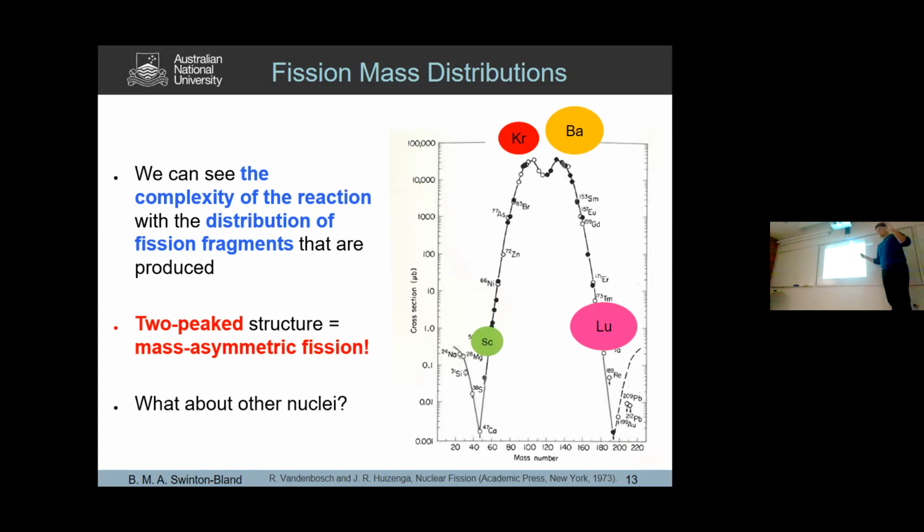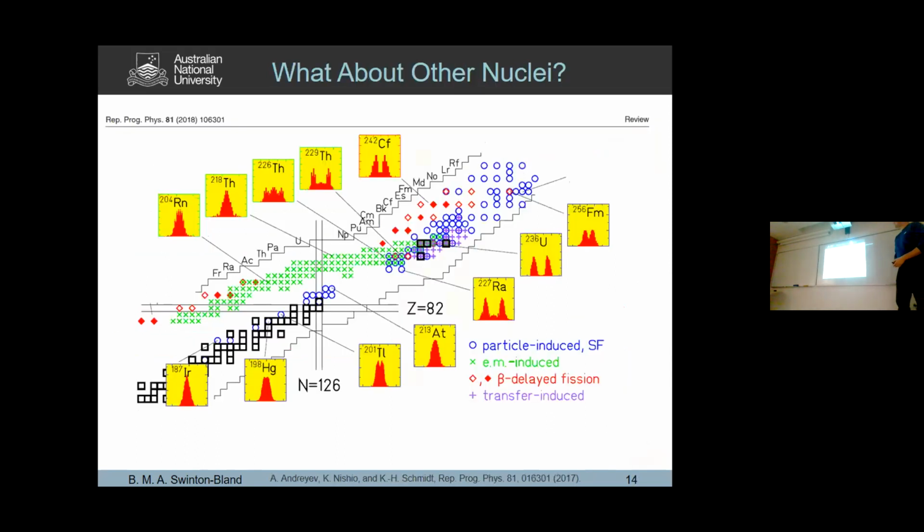Okay, so what about other nuclei? We're bored of uranium-235 by now. We want to move on. Let's see what other nuclei can fission, and how they can fission. We can't have a nuclear physics talk without a picture of a nuclear chart. So of course our x-axis is neutron number, and our y-axis is proton number. All these colored points, don't worry about the label, are just isotopes that have fission mass distributions measured.